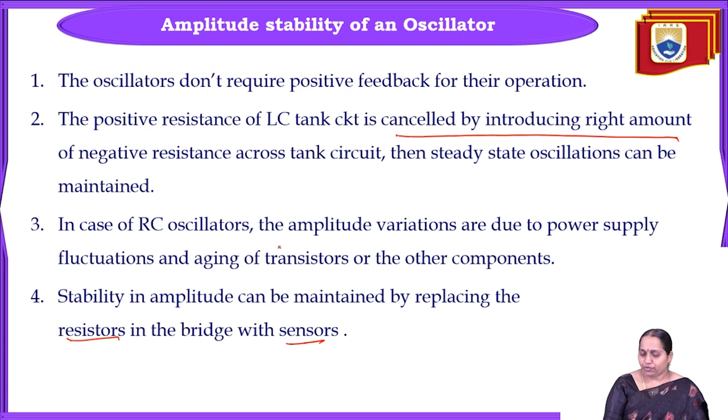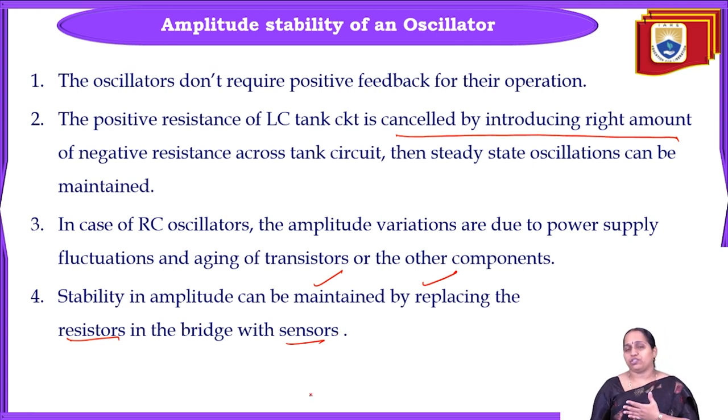In the case of RC oscillators, the amplitude variations are mainly due to power supply fluctuations and aging of transistors or other components. So, by choosing proper components and maintaining a constant supply, we can have fixed amplitude oscillations using RC oscillators. And coming to the Wien bridge oscillator, if you replace those resistors with sensors, we can have good amplitude stability. So, compared to all other oscillators, a crystal oscillator will have good stability.